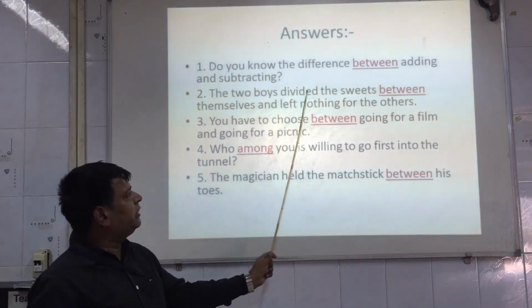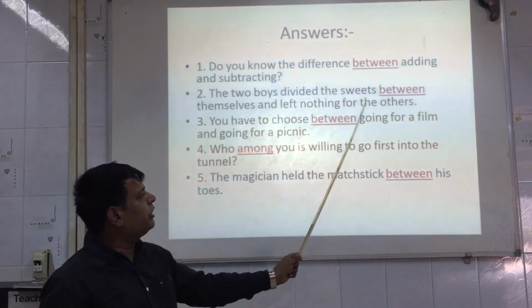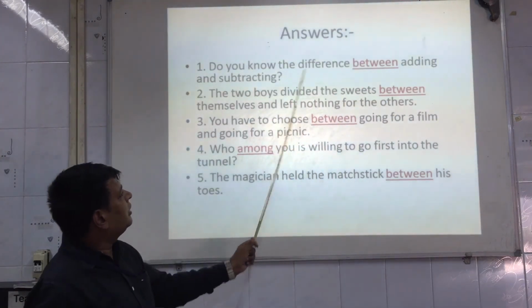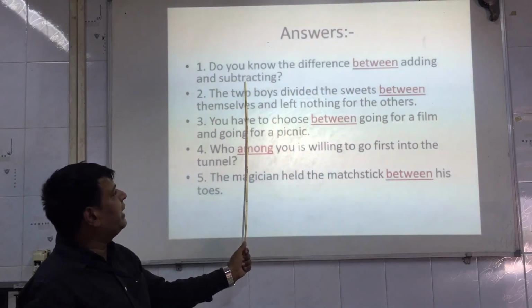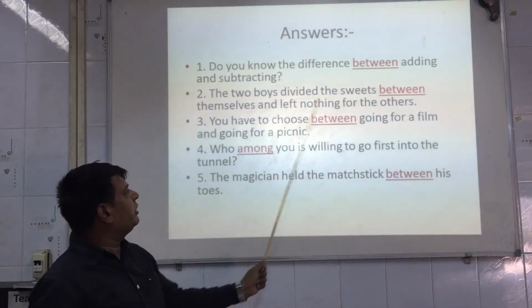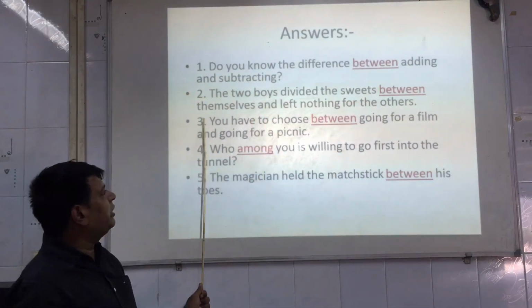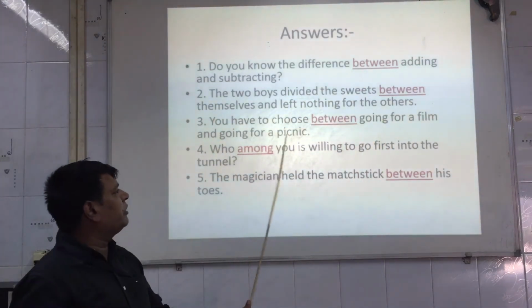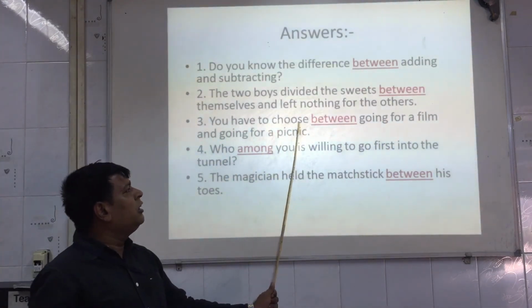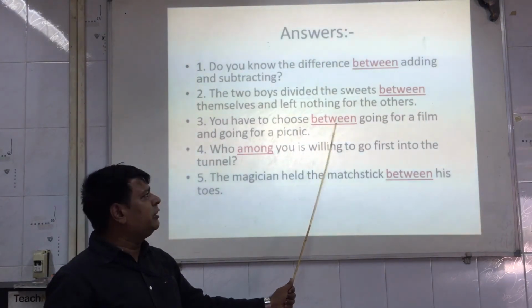Do you know the difference between adding and subtracting? Second, the two boys divided the sweets between themselves and left nothing for the others. Because in the first one we are talking about two things, adding and subtracting. In the second one we are talking about two people, the two boys. The third one, you have to choose between going for a film and going for a picnic. In the third one we are talking about two places, that is why we used between.